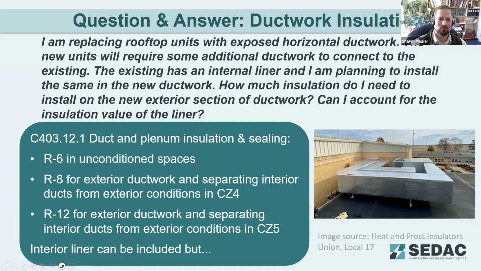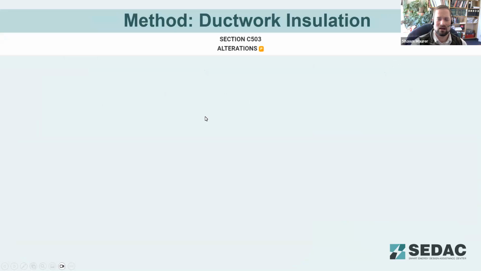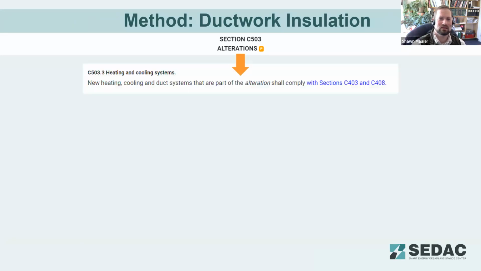So let's walk through the code text here. So again, we're starting in Chapter 5. This is a commercial building. We're altering a system on that building, so we're starting in the alteration section. We're going to move through that section until we get to C503.3, which is referring back to heating and cooling systems. So new heating, cooling, and duct systems that are part of the alteration need to comply with C403, which is the mechanical system efficiency requirements and controls requirements, and C408, which is the commissioning requirements.